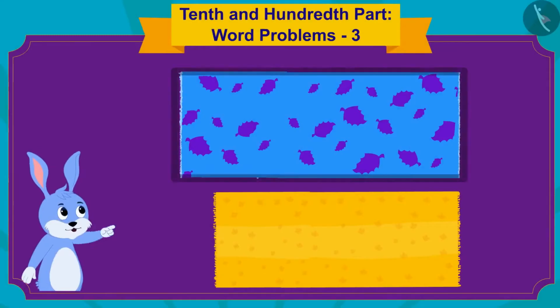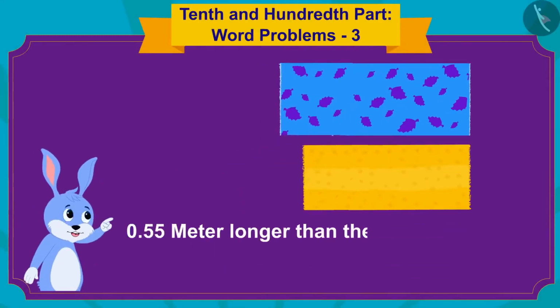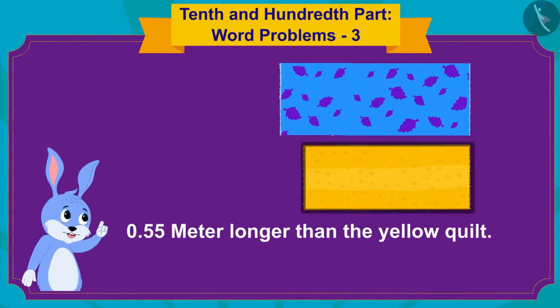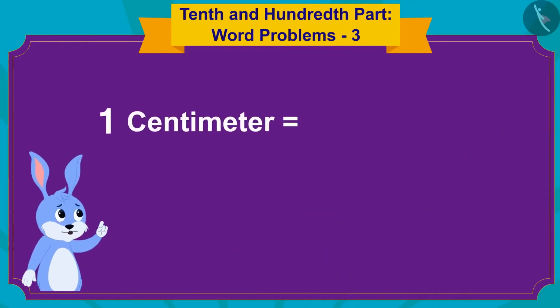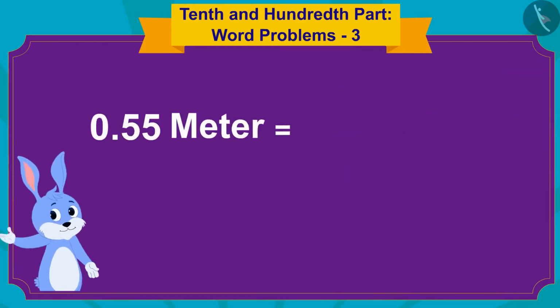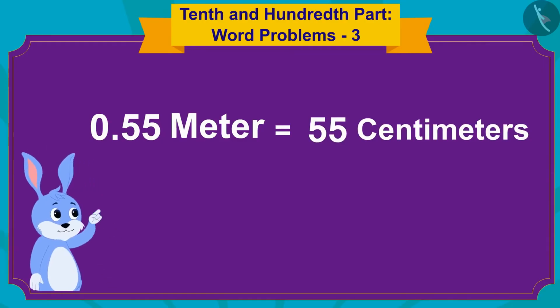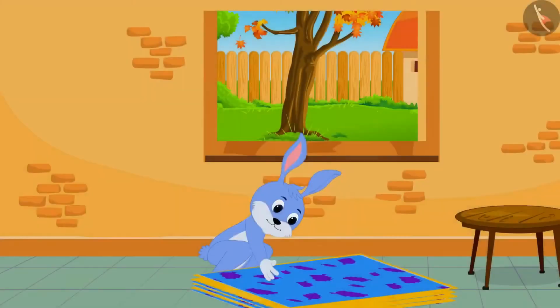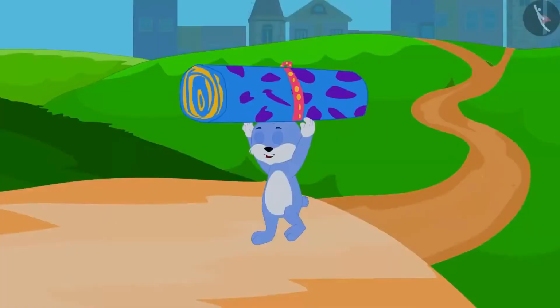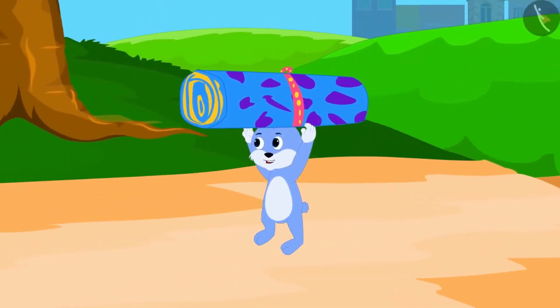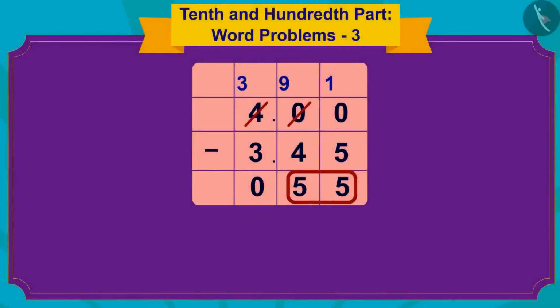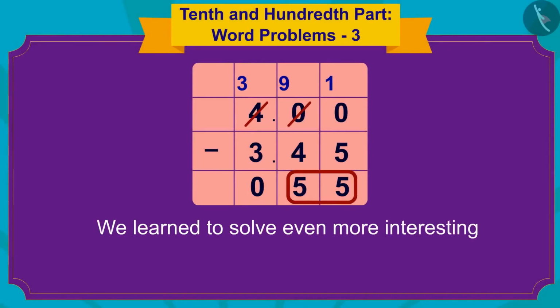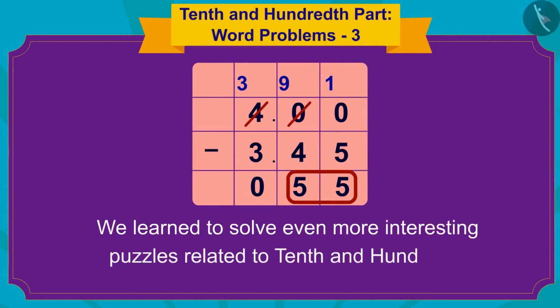Oh, the blue quilt is 0.55 meter longer than the yellow quilt. And because a centimeter is 100th part of a meter, 0.55 meter will be equal to 55 centimeters, thought Bunny. Bunny stitched his quilts and left for the city to sell his quilts. Children, in this video, we learned to solve even more interesting puzzles related to 10th and 100th.